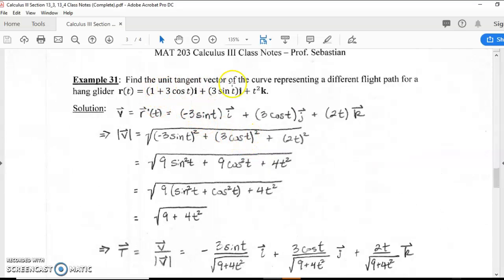Find the unit tangent vector of the curve representing a different flight path for a hang glider. So this is a different flight path. r of t is 1 plus 3 cosine of t in the i direction, plus 3 sine of t in the j direction, plus t squared in the k direction.